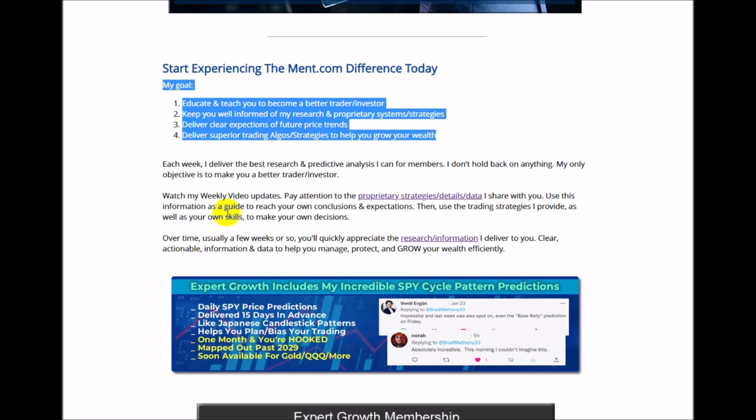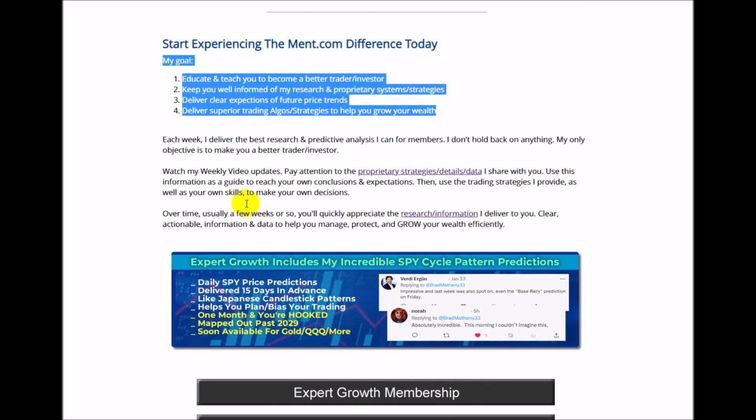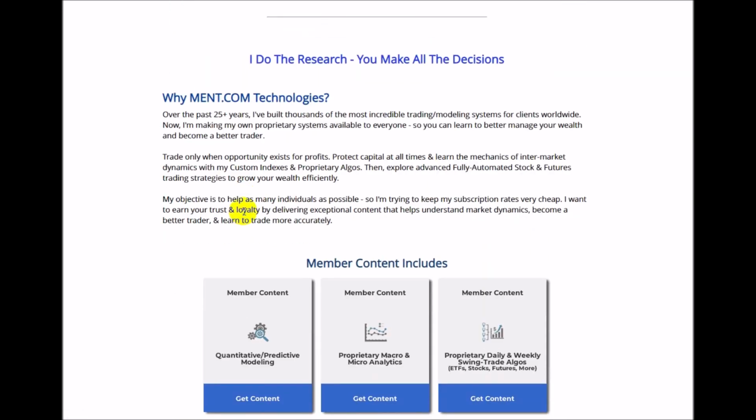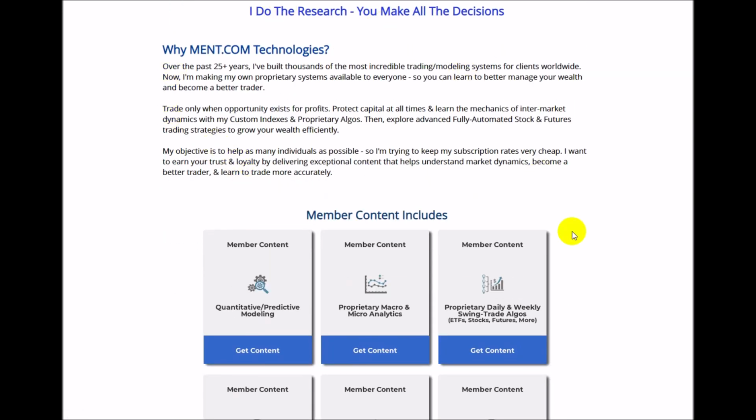Now, from there, like I said, once I've given you the education, the tools, and the algos, and everything that you need, then you can go in and start making your own trading decisions. So when you create your account, let me scroll down and first off tell you that everything is included in one subscription.